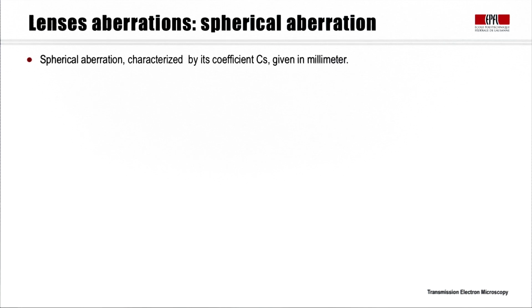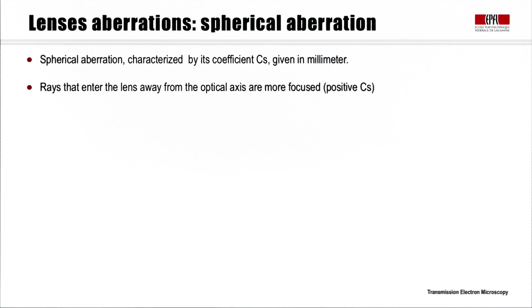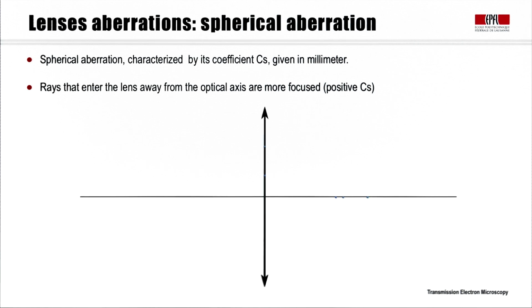So, spherical aberration, you probably remember it from your lecture in optics. And first of all, it's characterized by its coefficient, CS, given in millimeter. And then it tells us that rays that enter the lens away from the optical axis are more focused. That's the case for a positive CS. How does it look like if we try to draw this information?